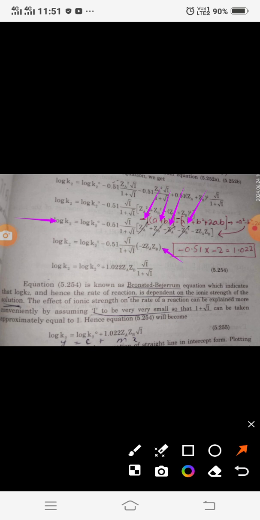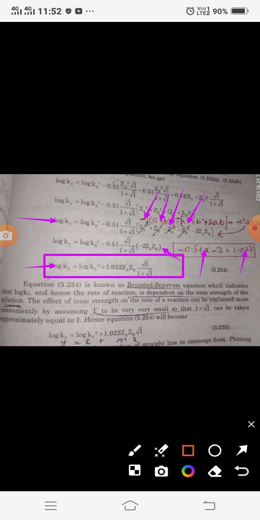As you know, multiplying minus 0.51 by minus 2 gives plus 1.02. When you put the value obtained after multiplying these two factors, the equation appears in this form. So the equation obtained here is called the Bronsted-Bjerrum equation, which is obtained with the help of the Debye-Huckel limiting law equation.